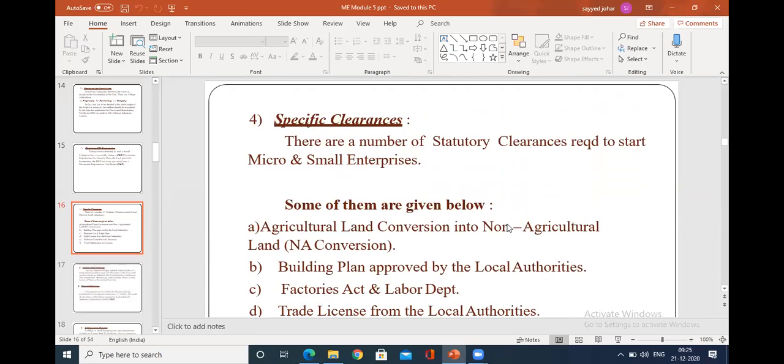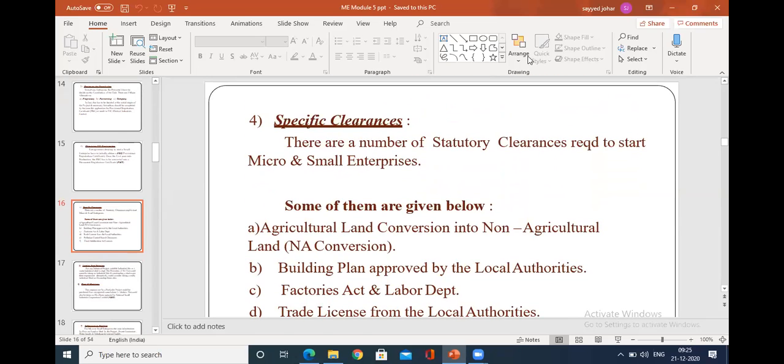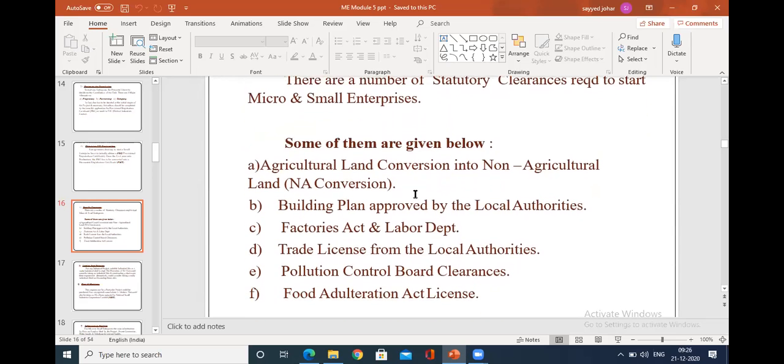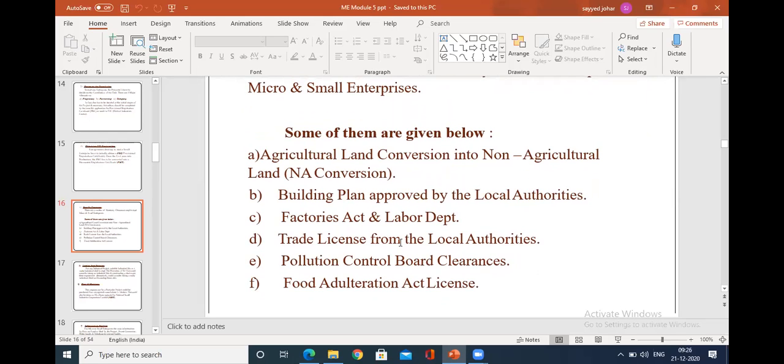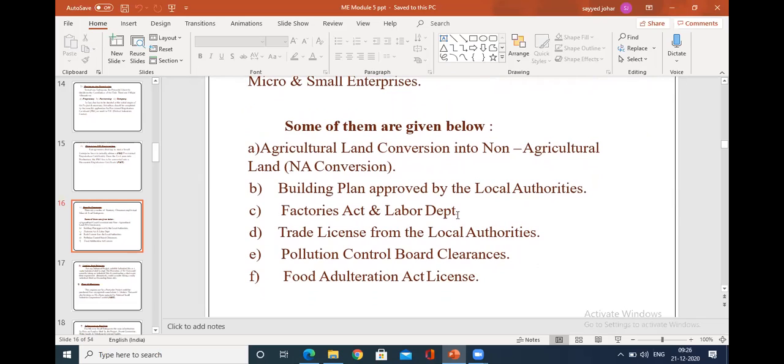So the fourth point is specific clearance. There are a number of statutory clearances required to start micro and small scale industries. Some of them: agricultural land conversion. If they are using agricultural land, it has to be converted into non-agricultural land. Then a building plan approved by the local authorities like the municipality, and they need to follow a few of the regulations related to factories, a trade license from the local authorities, and from the pollution board you have to take a no objection certificate. All these things would be there.